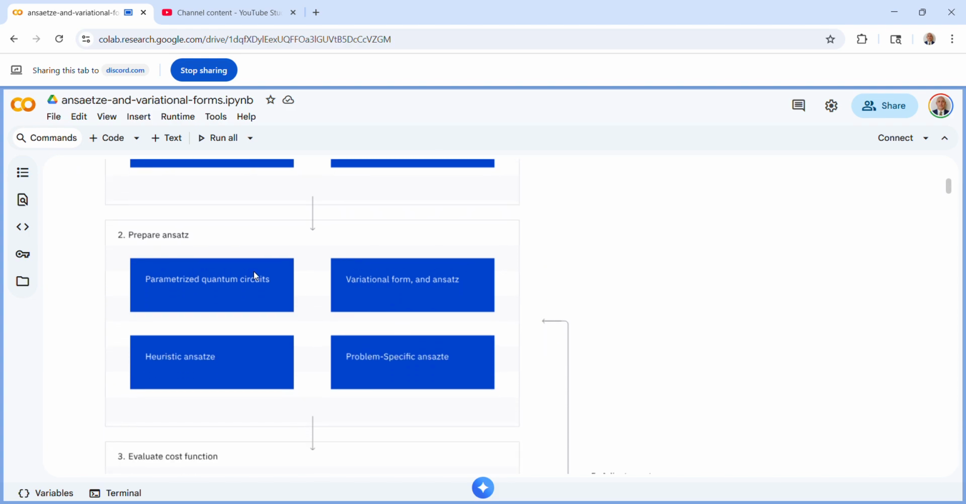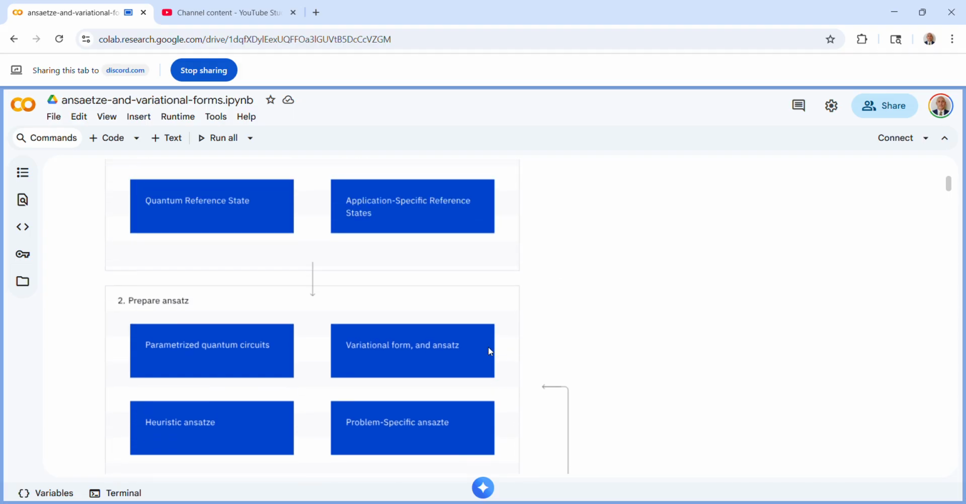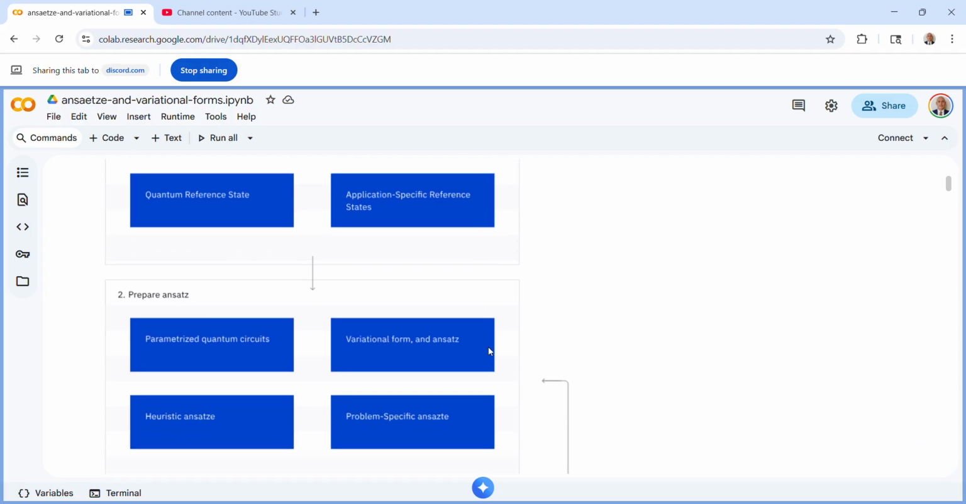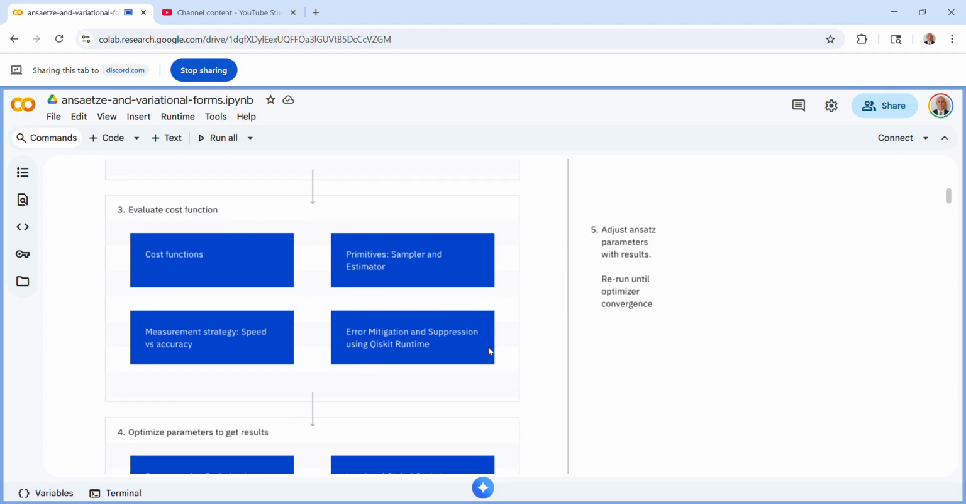Then you're going to prepare your ansatz. You're going to design a parameterized quantum circuit. All right, you have heuristic ansatzes. You also have problem-specific ones. It all is kind of dependent on what you're trying to do. But you're always going to start with initializing your problem, preparing your ansatz. Then you're going to evaluate some form of cost function.